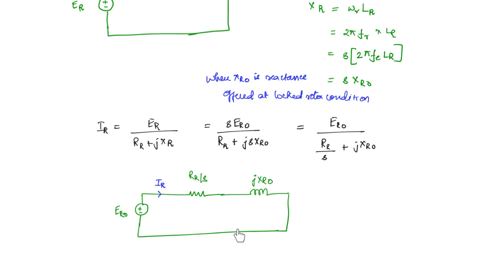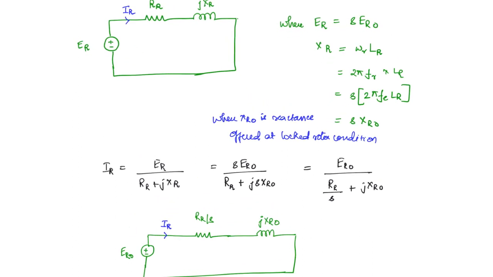But why is this important? You can see here that the voltage term is independent of the slip or the speed. Whereas here, the voltage term is ER, which is dependent on the speed. So that is why we have acquired this form. Now in this form, the reactance is also the same, independent of the speed. The only term which is dependent on speed is now the resistance.